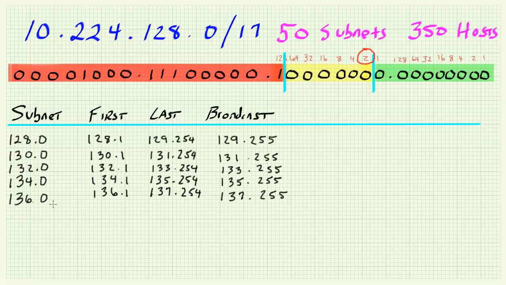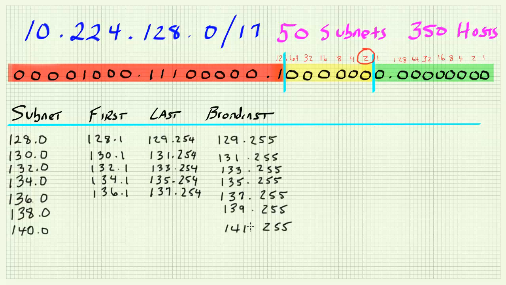We could write out a couple more subnets, and now that we've seen the pattern, we can just do it in our head without having to go through all the binary machinations. Our next 2 subnets would be 138.0 and 140.0. And the respective broadcast IDs would be 139.255, 141.255.